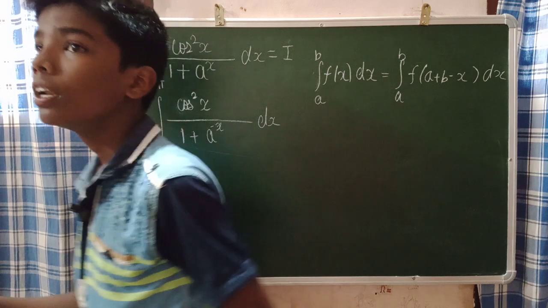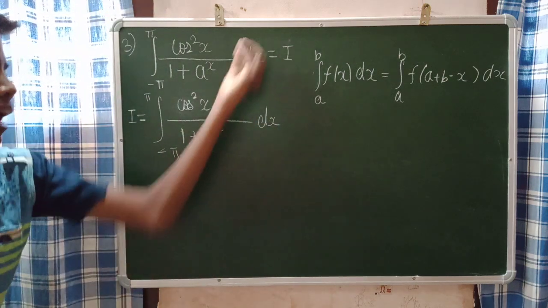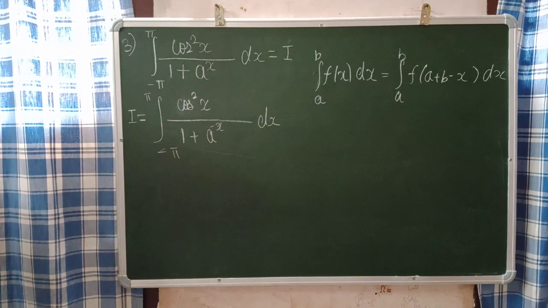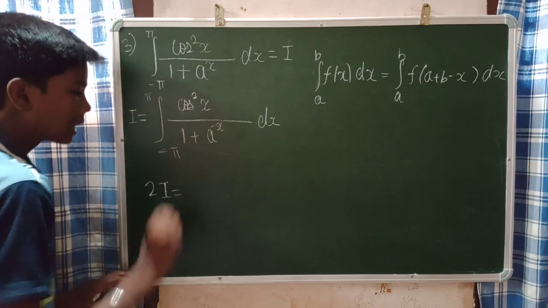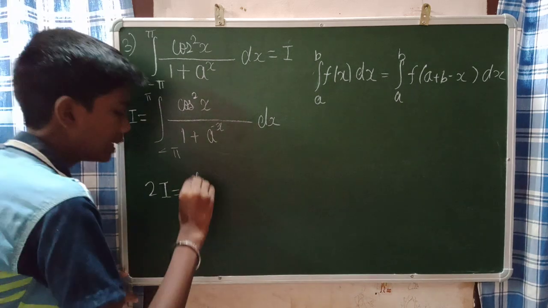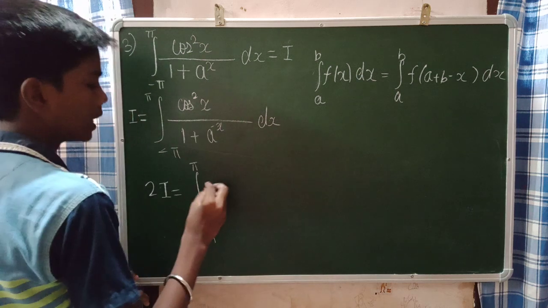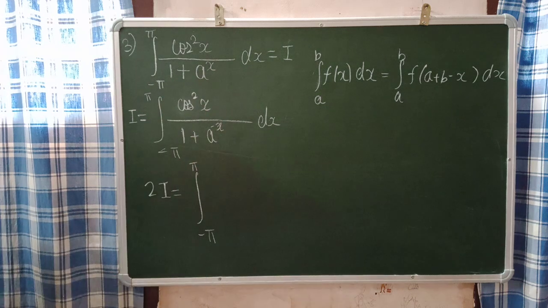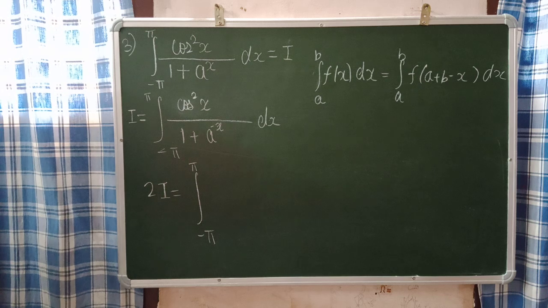If you use King's rule and the integral is still complicated, what you can do is try to add these two I's. I plus I is 2I. As the limits are the same, we can directly add the integrals from minus pi to pi. Adding the inside values, I get cos square of x divided by 1 plus a power x, plus cos square of x divided by 1 plus a power minus x.